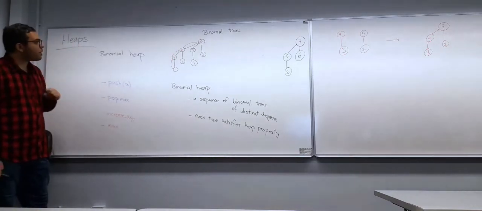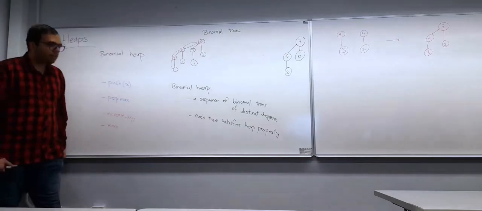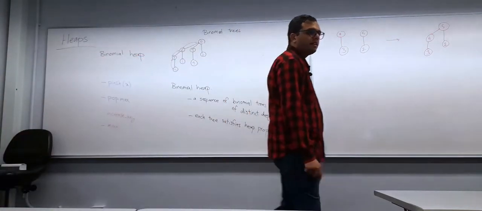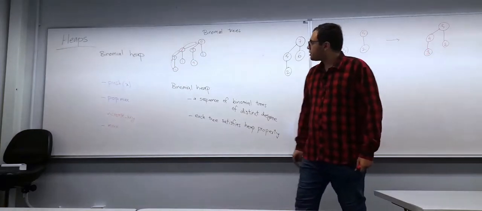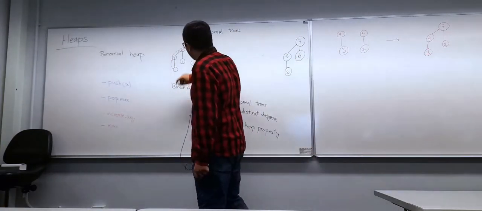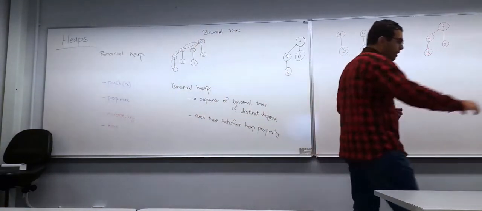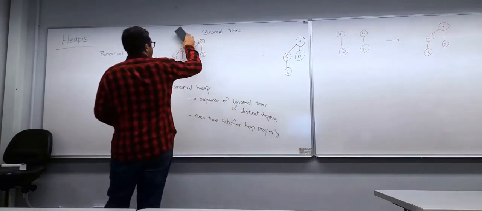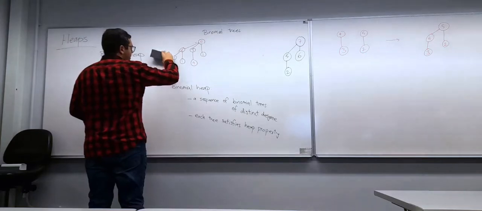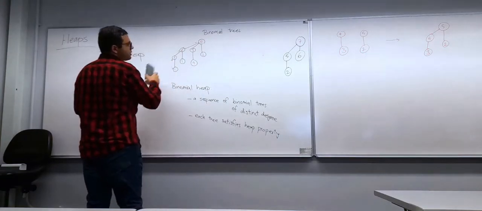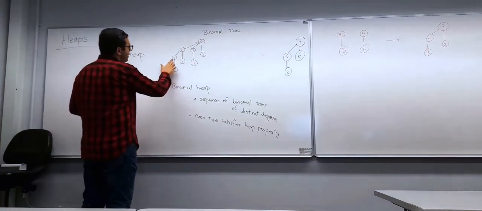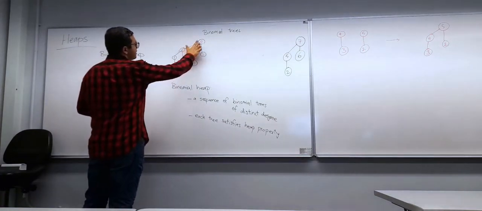Now let's talk about Popmax. How would you erase your maximum element? So let me turn this back into 1. And let's say this is the situation that I have. Let's say this is my heap. So this and that. My heap has 2 trees. And I want to remove the maximum element of this heap.